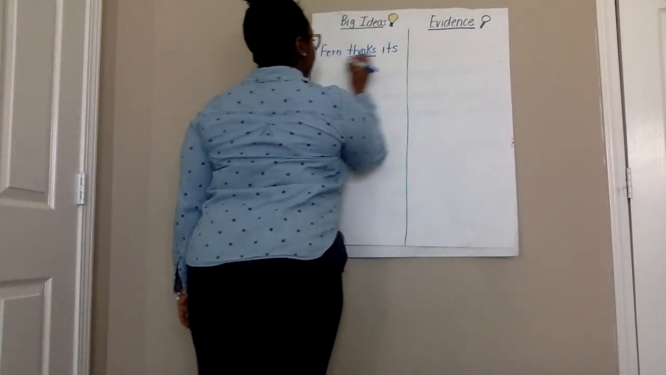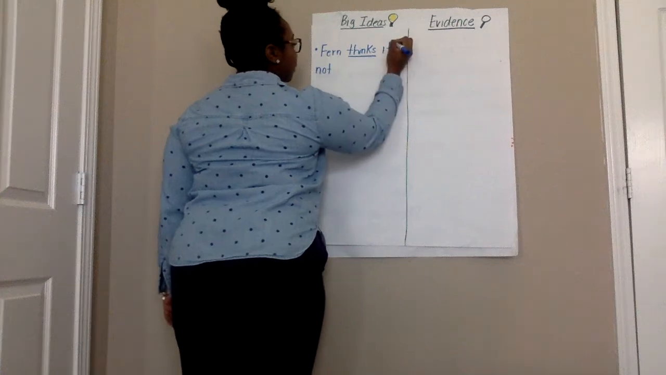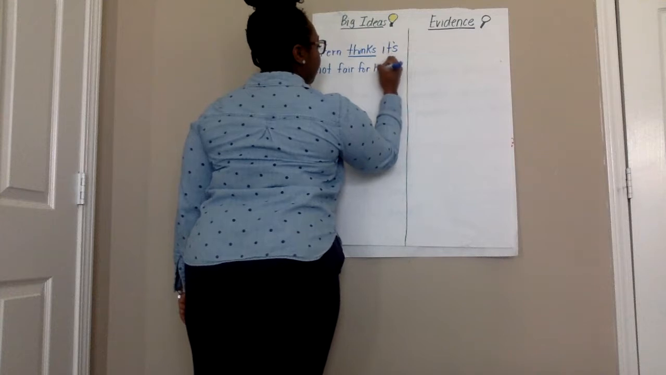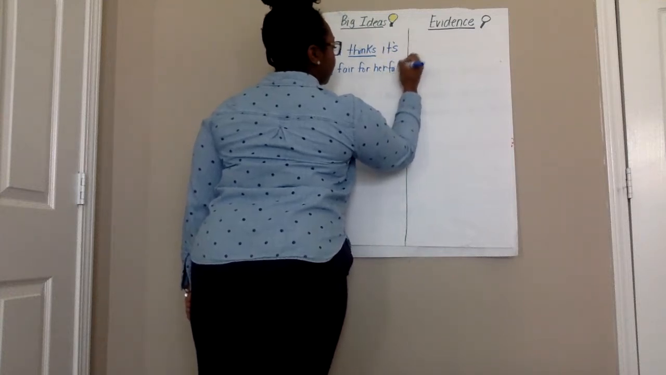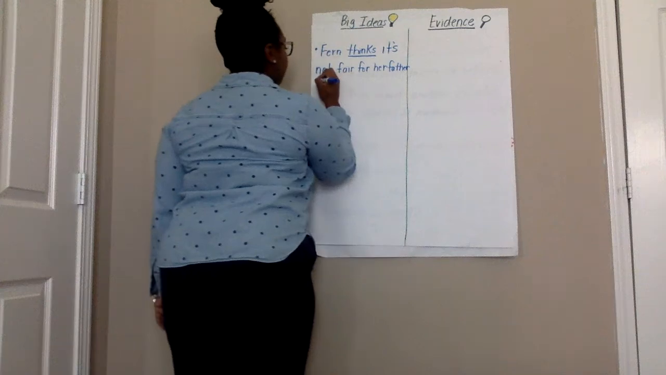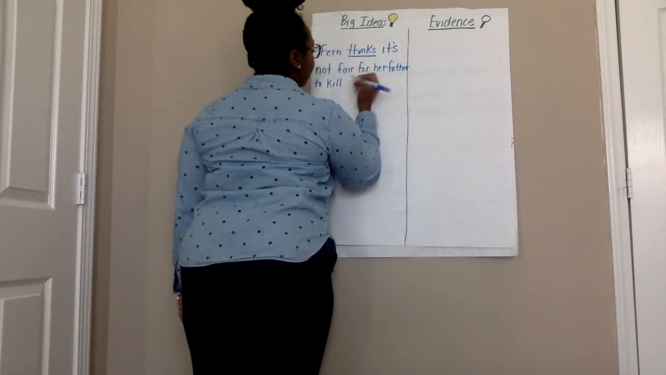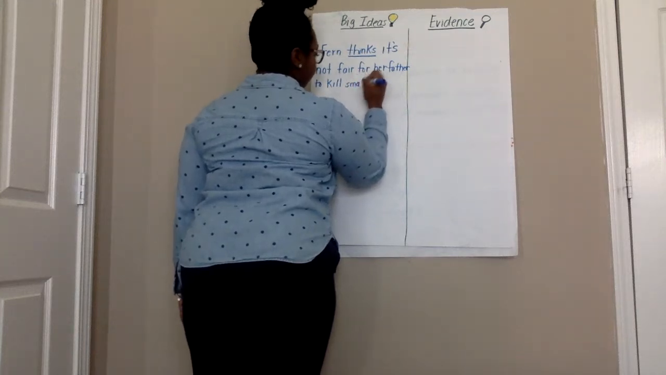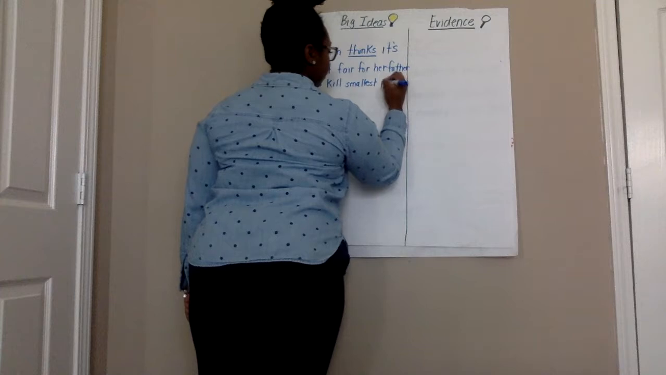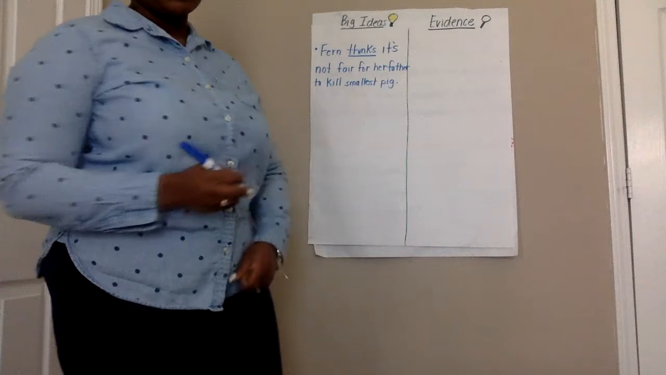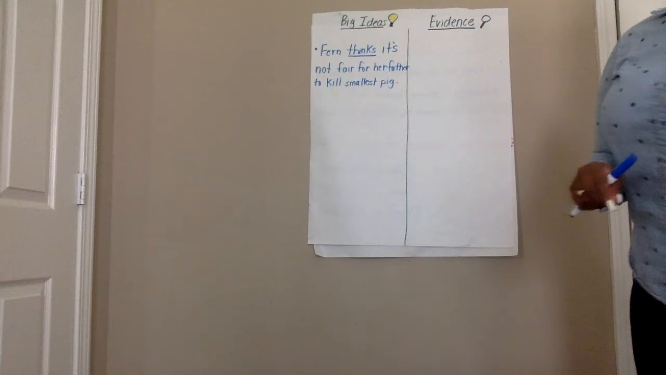Fern thinks it's not fair for her father to kill the pig. I'm going to put to kill the smallest pig. Good, I'm going to give you some time to write that. You may pause the video at any time in case Ms. McKinney's moving too fast.